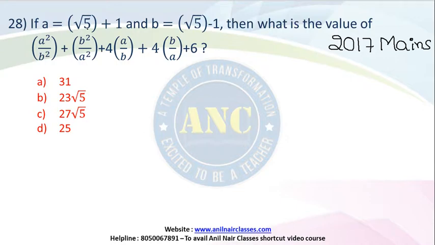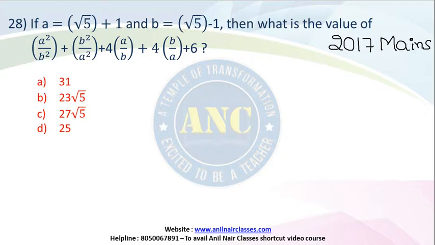The question says a is equal to root 5 plus 1, b is equal to root 5 minus 1, and you need to find the value of something. Let us see what that is. Now observe carefully. What are they asking you? A square divided by b square. The a value is given as root 5 plus 1, so a square is root 5 plus 1 whole square. The b value is given as root 5 minus 1, so b square is root 5 minus 1 whole square.